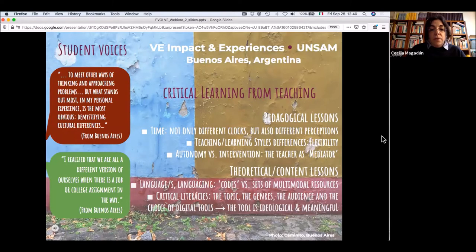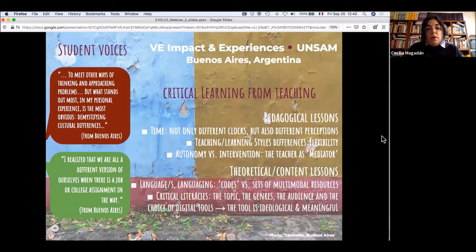The wisdom of the second quote is the idea of learning by doing. The voice of this student underlines how different we are in different groups, but also how a task in a group transforms each individual, the task, the learning, and the product. Now, what did I learn by doing as a teacher? I will first point out three pedagogical lessons that I got out from this VE.